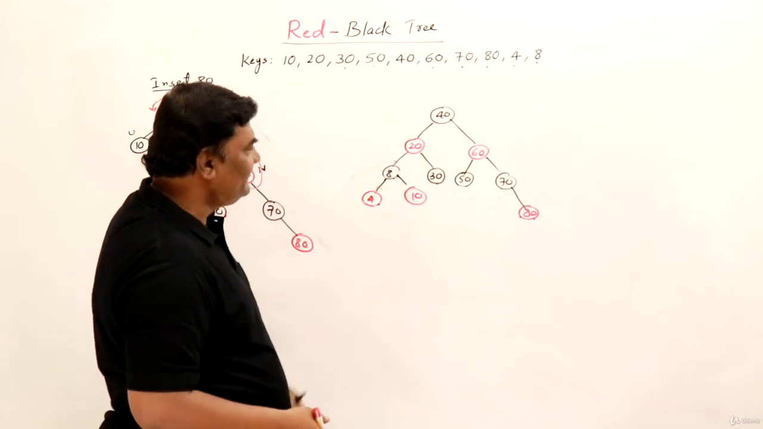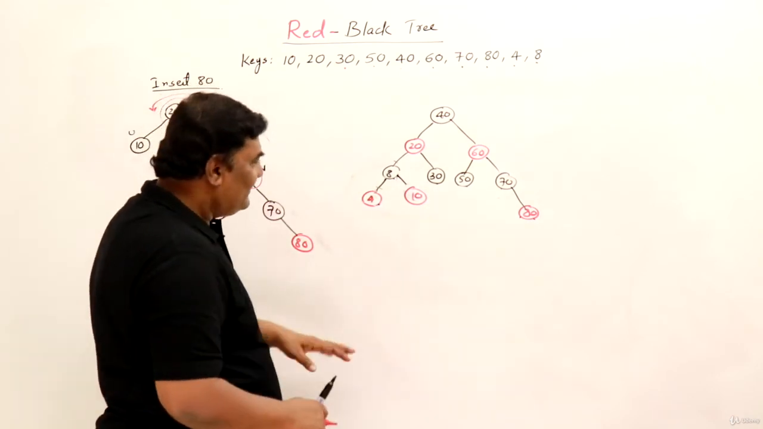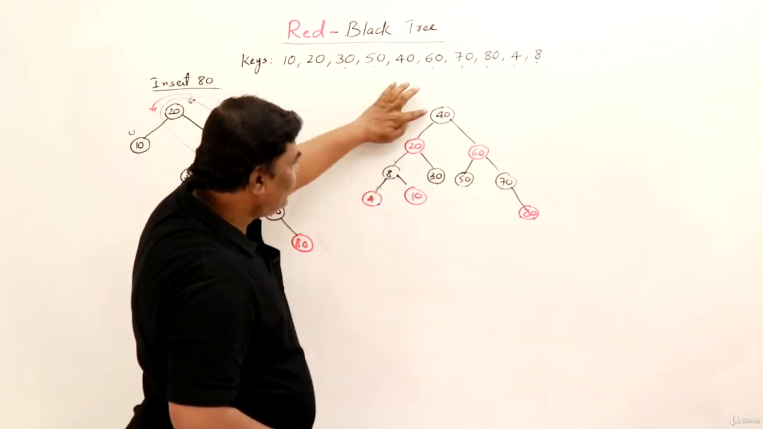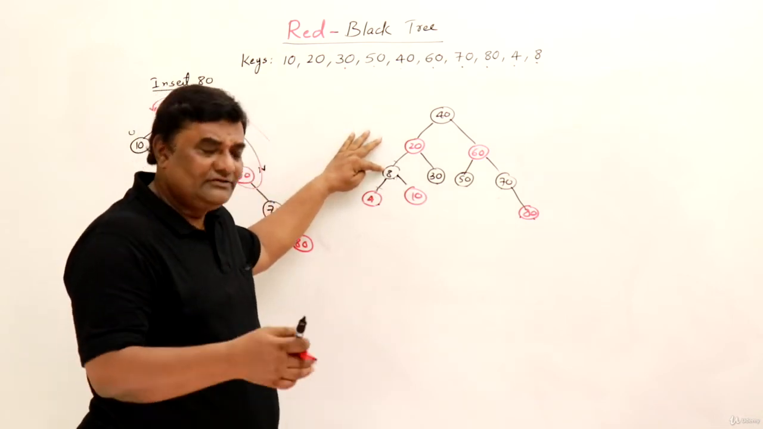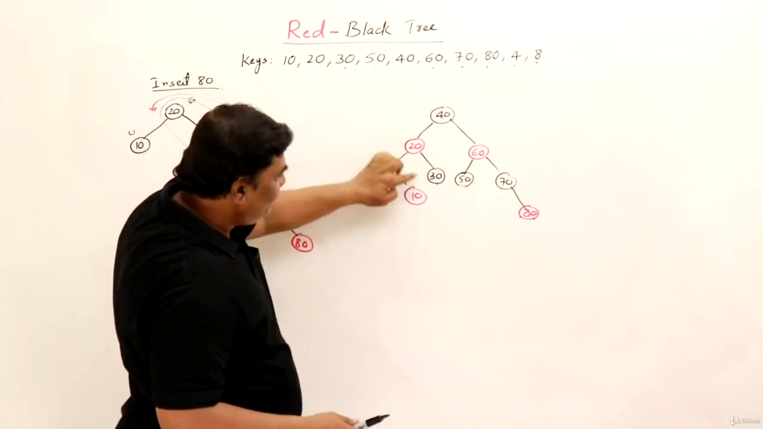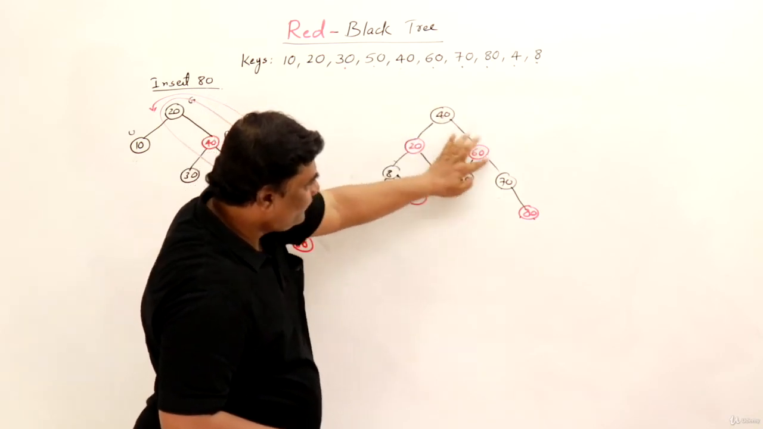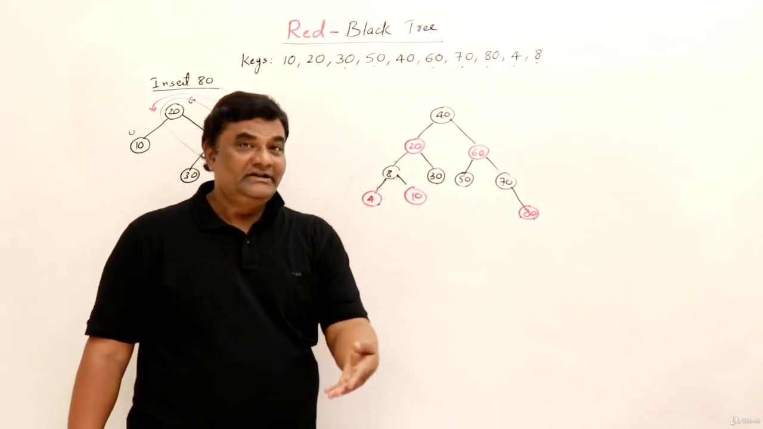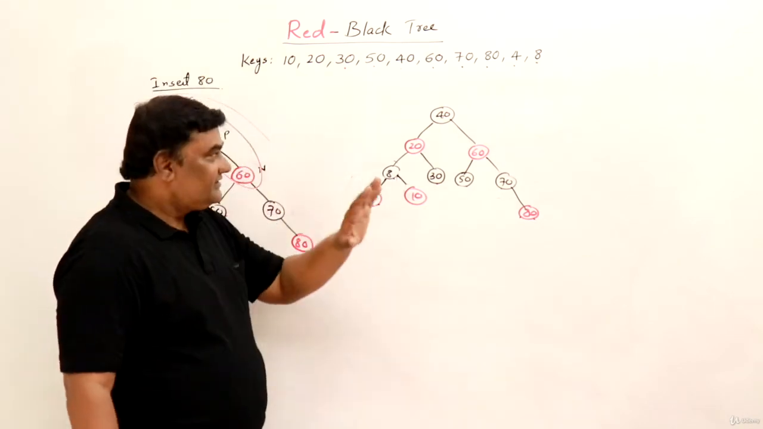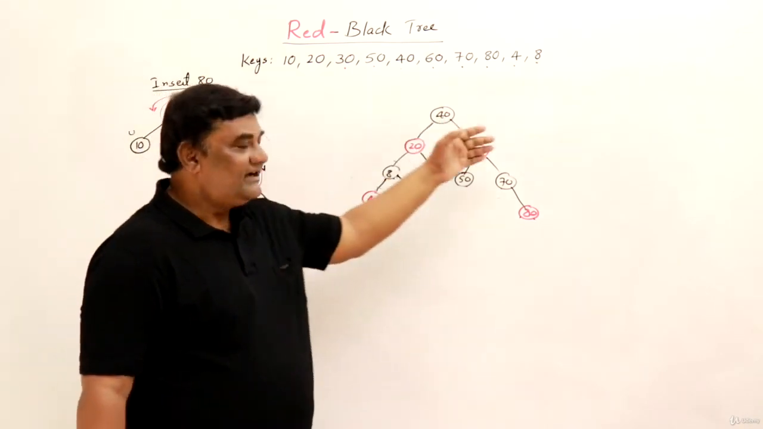Now let us confirm whether it is perfect or not. Check the height. Okay, leave nulls, just count black. 1, 2. Okay, null is there. Definitely null is always there. So ignore it. 1, 2. 1, 2. 1, 2. So in every path we have 2 black nodes, including null, 3 black nodes. So this is the final red black tree for the keys that I have taken.